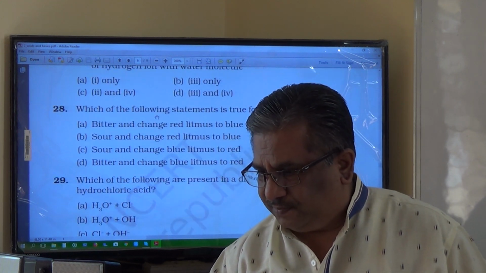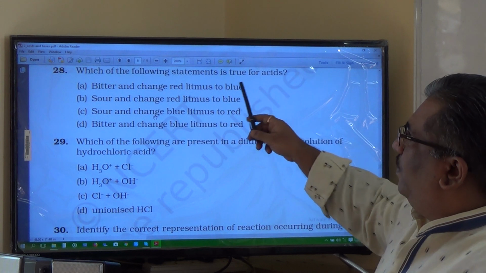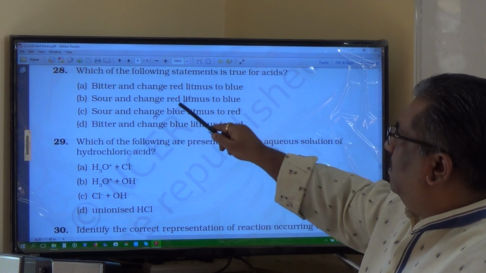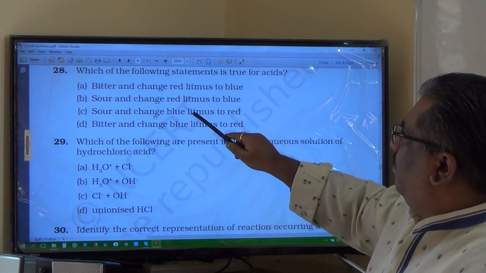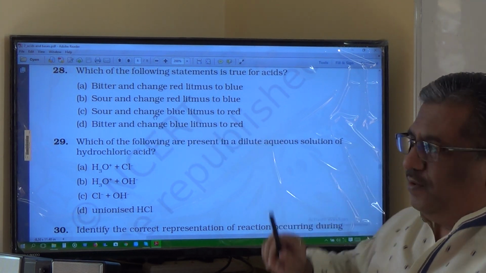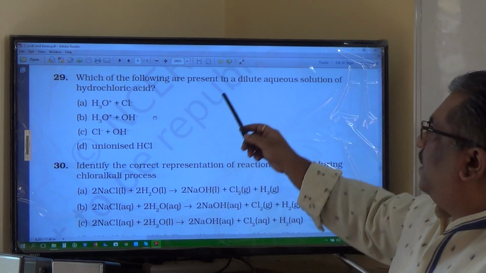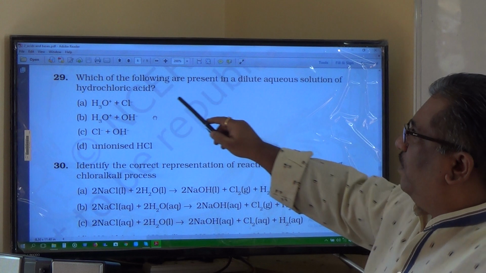Next one. Which of the following statement is true for acids? Acids are sour and they turn blue litmus to red. C is the answer. Acids are sour and change the blue litmus to red. Next. Which of the following are present in dilute aqueous solution of hydrochloric acid?